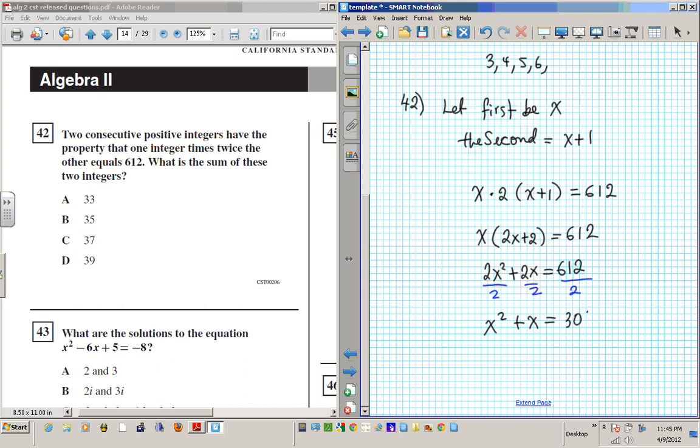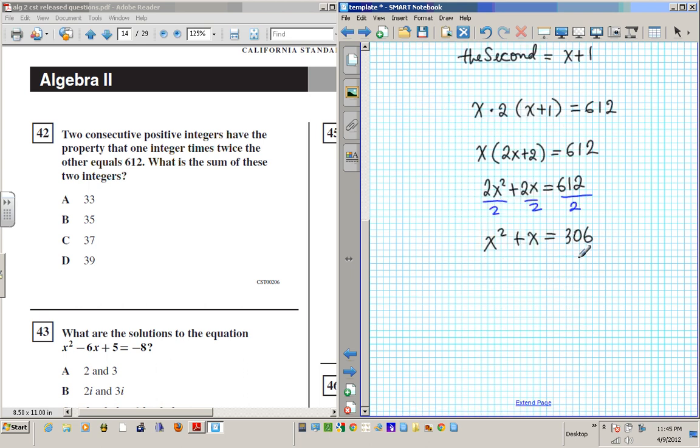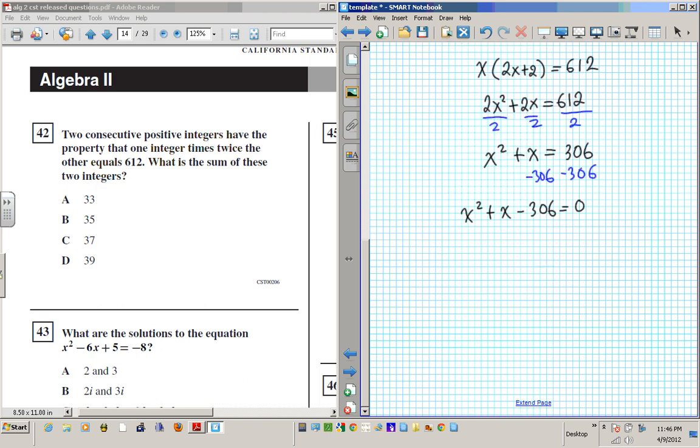Now, in order to solve this with whatever method I like to use, I need to put it in standard form. The standard form basically requires you to put this equal to 0. So I subtract 306 from both sides, and you're going to have x squared plus x minus 306 equals 0. Now let's solve this by using the x game. I'll use the x game factoring method here. If it doesn't work, then I have to resort to the quadratic formula.